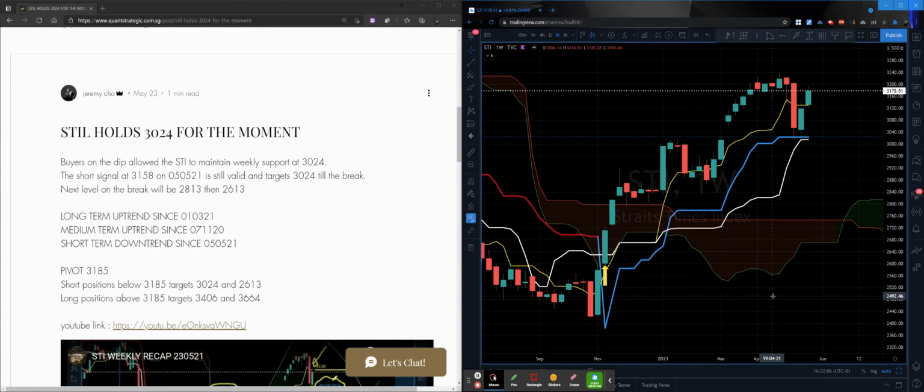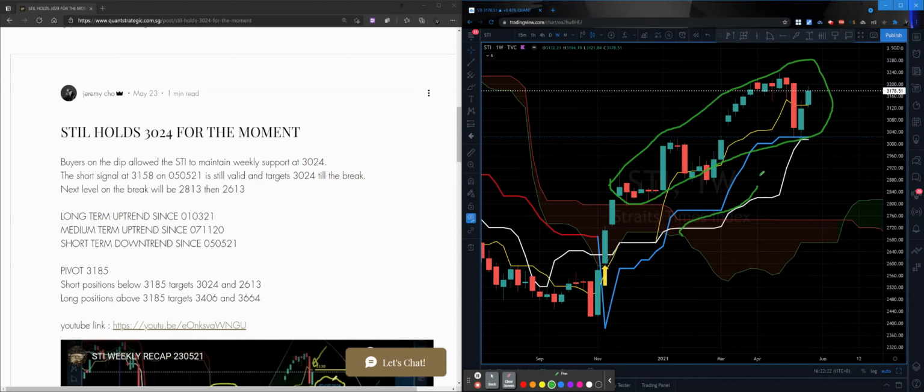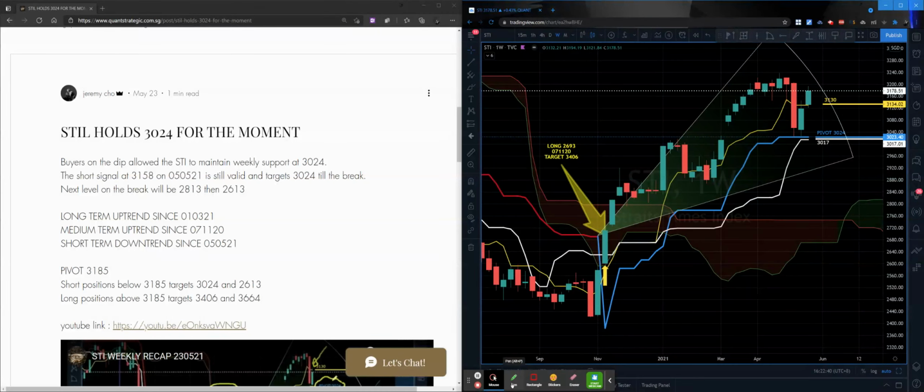All right, guys, so this is a chart without all my drawings and all that confusion on the charts. You can see that the Straits Times Index is indeed on an uptrend just by looking at the price action right here. We are trading above the super trend line. That's number one. And number two, we are way above the Ichimoku cloud. So essentially, STI is on an uptrend. And if you look on the left, STI holds 3024 for the moment. What I mean is that the STI is holding the pivot point right here at 3024.